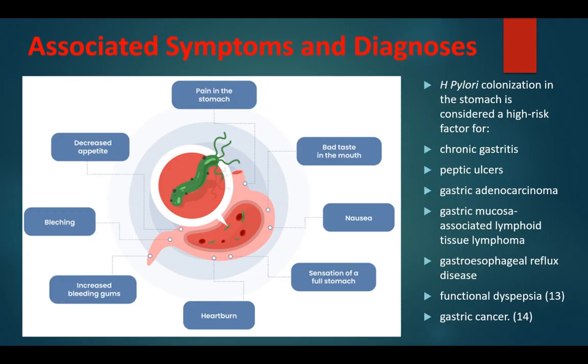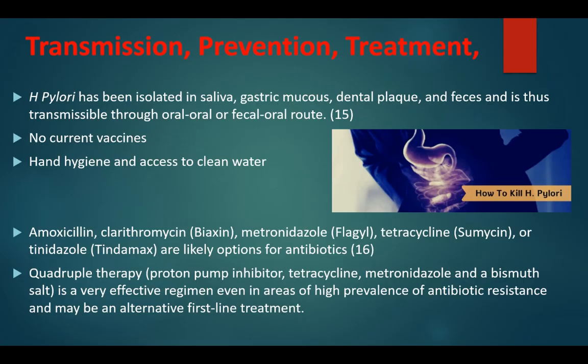With an H. pylori colonization or infection, people can experience abdominal pain, bad taste in the mouth, nausea, heartburn, belching, and the infection is related to a number of diseases: chronic gastritis, peptic ulcers, gastric adenocarcinoma, gastrointestinal reflux disease, and cancer. H. pylori has been isolated in saliva, gastric mucus, dental plaque, and feces. It's transmissible through oral route or fecal-oral route. Right now, there are no vaccines, so hand hygiene and access to clean water are really important.